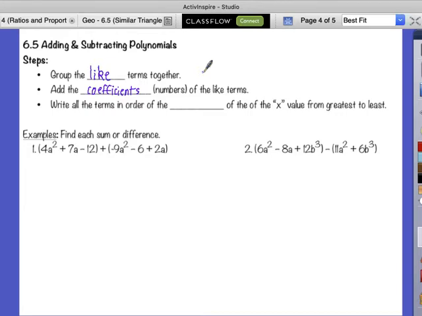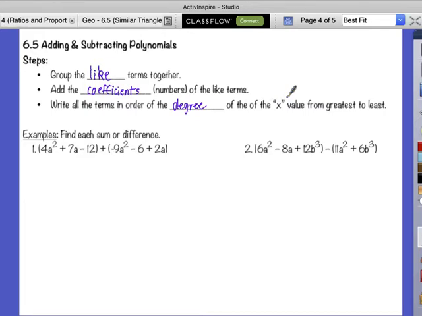Okay? And then we write all the terms in order of the degree of the x value from greatest to least. Now we talked about that. That's just our standard form, what we just did actually even on our homework. The standard form, descending order. And we say of the x value because sometimes we have different variables. Like for example, on number 1, we have a's. So instead a is considered our x value, quote unquote.